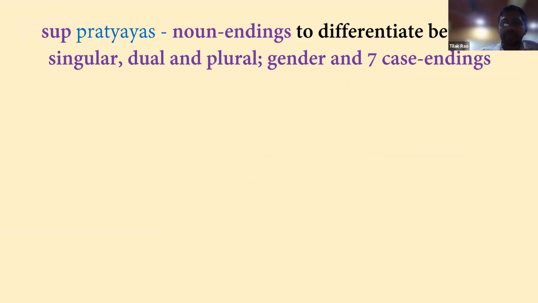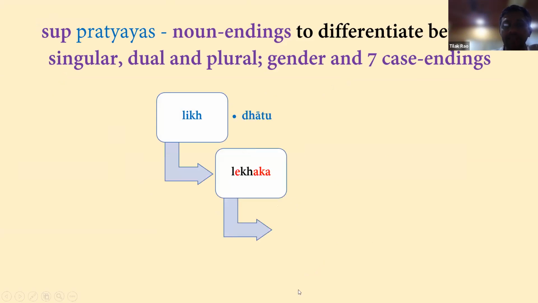Sup pratyayas are added to differentiate between ekavachana, dvivachana, bahuvachana, and case endings. It is to show how a word is connected with the kriya. For example, likha is a dhatu. By adding a krit, it becomes lekhaka. Now, lekhaka, whoever writes, is lekhaka.